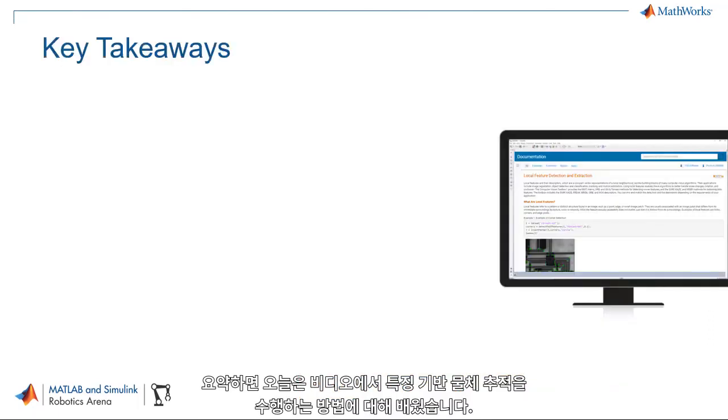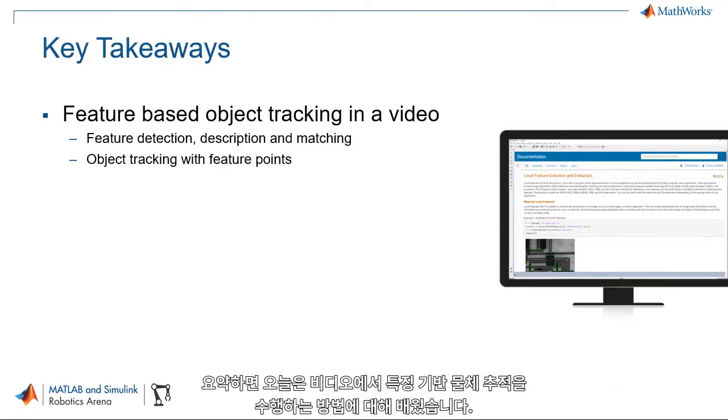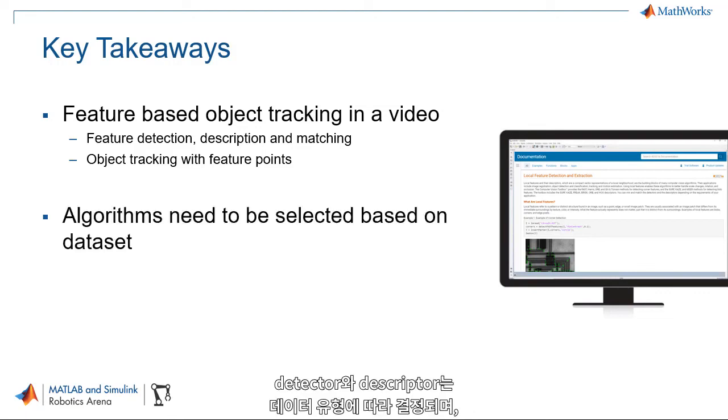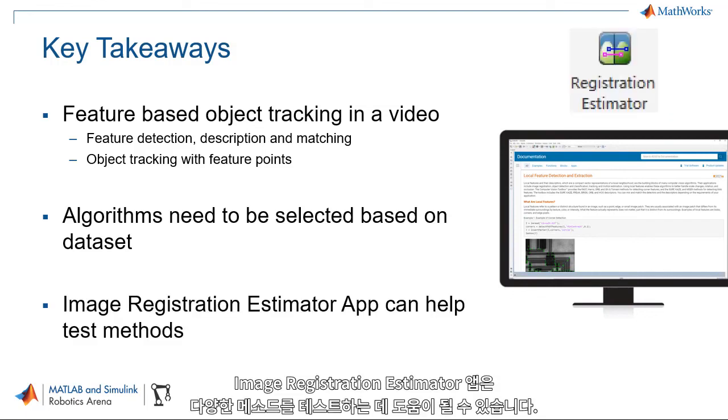A short summary. You learned how to perform feature-based object tracking for a video. We discussed that deciding the detector and the descriptor depends on the type of the data, and that the Image Registration Estimator app can help test the different methods.